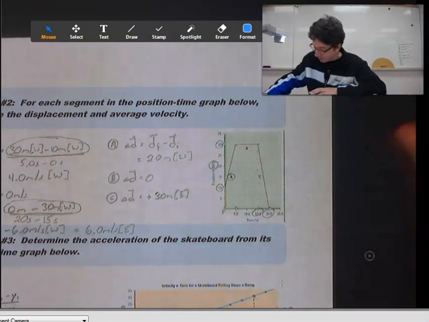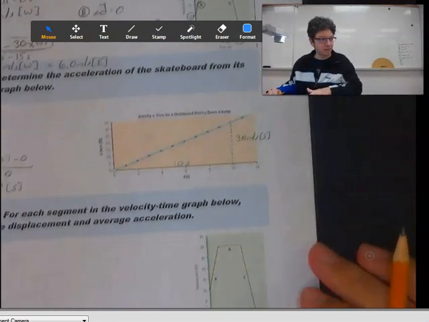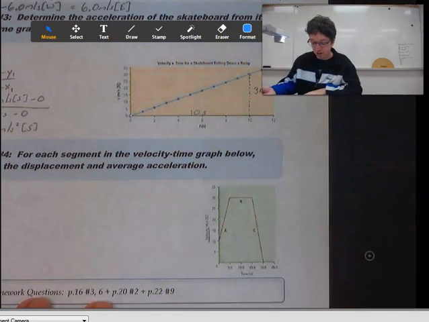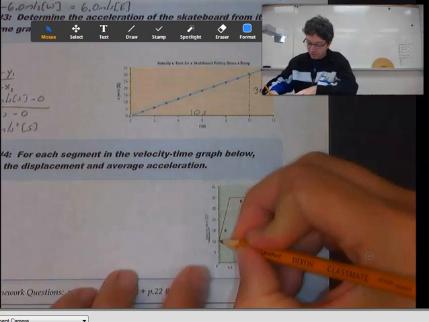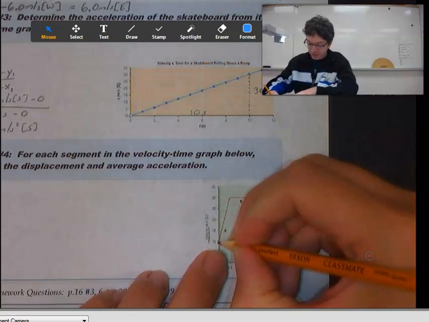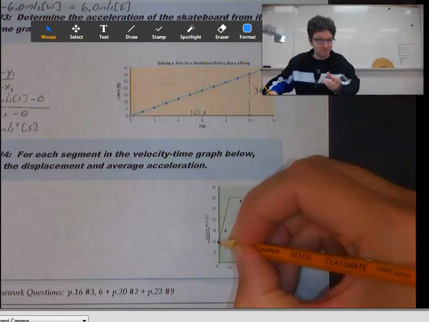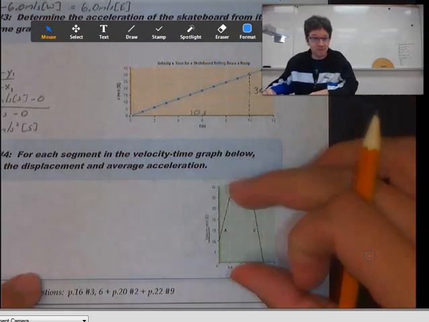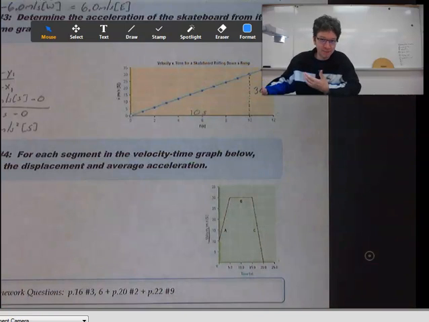So what about this one? This one's slightly different. Again, it's velocity, not position. So initially, right, we start at 10 meters per second. Now, the hard thing is, I don't know where I start. This graph, a velocity time graph, does not give me any information about the position, the initial position of the runner.